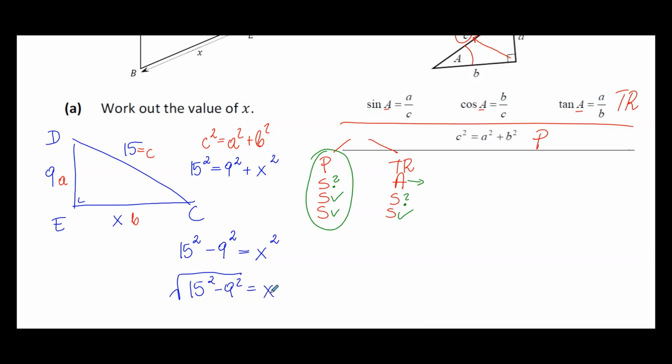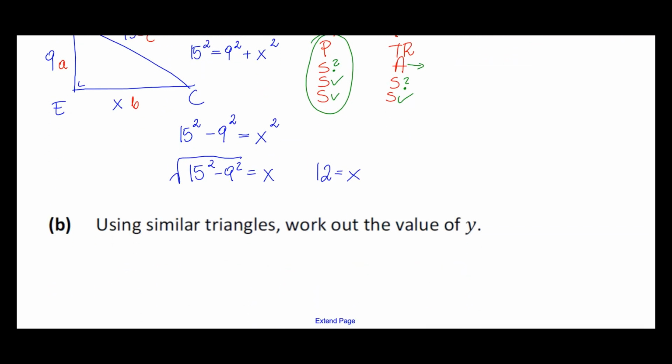And now there it is. I have letter on its own, numbers on the other side. I put that in my calculator, I press equal, and I get that x is 12. Okay, perfect. Let's have a look at the next part of this question.